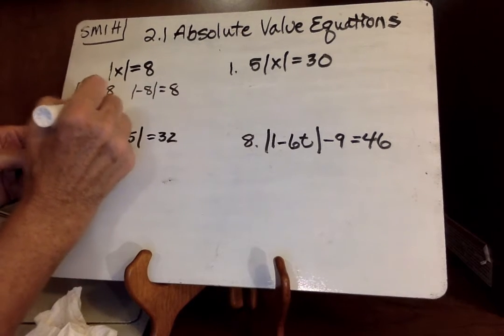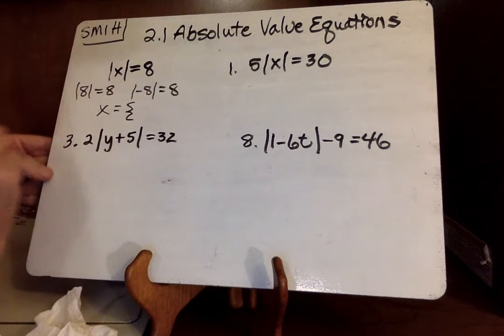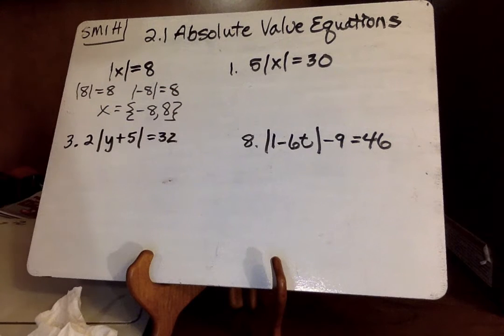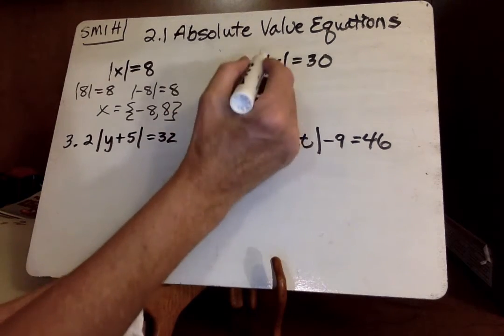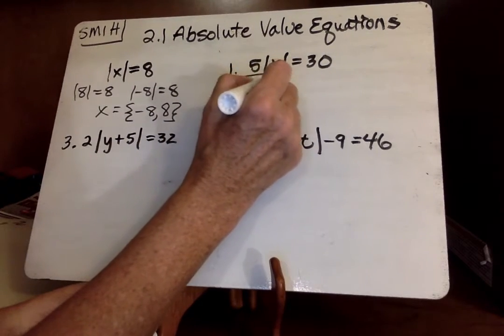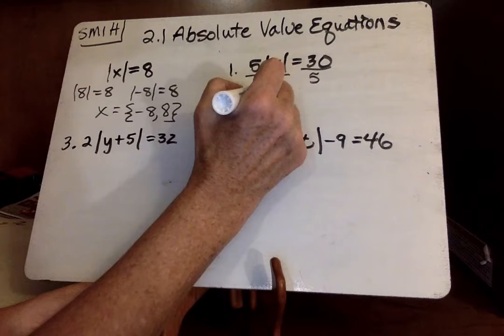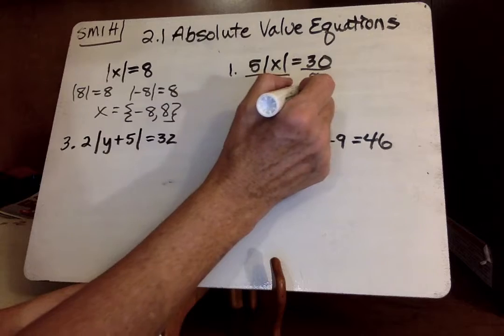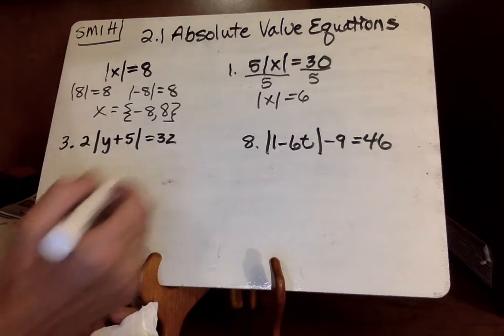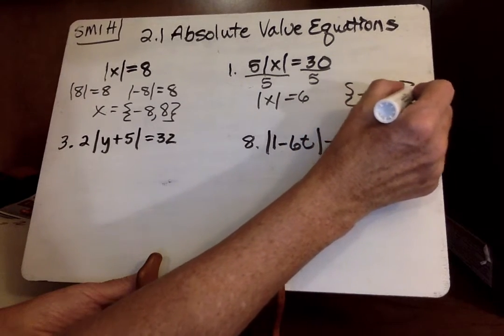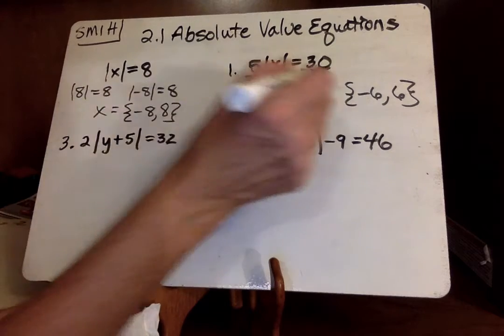So the solution x can equal, and we're going to put it in solution set form, negative 8 or 8. And that's our solution for the absolute value of x equals 8. Now it's going to get a little bit more challenging, where we have 5 times the absolute value of x equals 30. We're going to divide by 5, so the absolute value of x equals 30 divided by 5, which is 6. So our two solutions can be either negative 6 or 6. And we put them in solution set form. Those are the squiggly lines there.